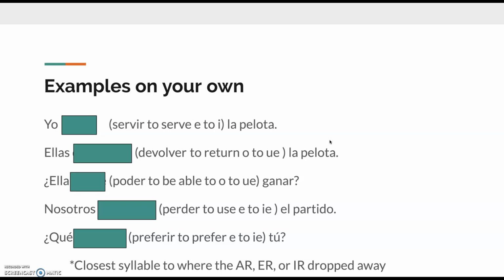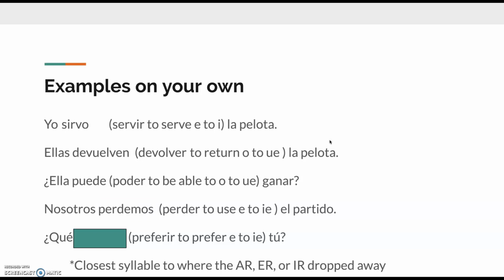Let's review your answers. Yo sirvo la pelota. I serve the ball. Ellas devuelven la pelota. They return the ball. Ella puede ganar. Can she win? Nosotros perdemos el partido. We lose the match. ¿Qué prefieres tú? What do you prefer? Notice that in the case of nosotros, we did not change our stem.